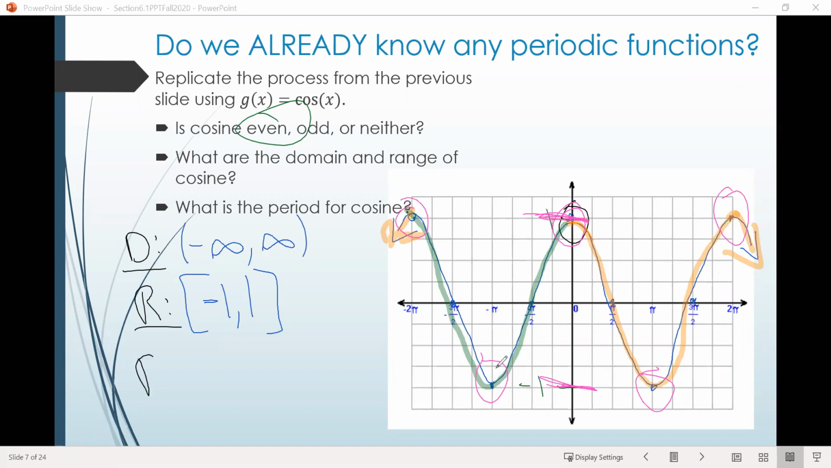And then finally, for the period of the function, I've highlighted the green and the orange in my picture as the periodic, or repeating, pieces of the function. The first piece goes from negative 2 pi to 0, which is a distance of 2 pi. And the second piece goes from 0 to 2 pi, so that's also a distance of 2 pi. So our period here is also 2 pi. It turns out that for cosine, the domain, range, and period are the same as sine. However, cosine is an even function, whereas sine was an odd function.